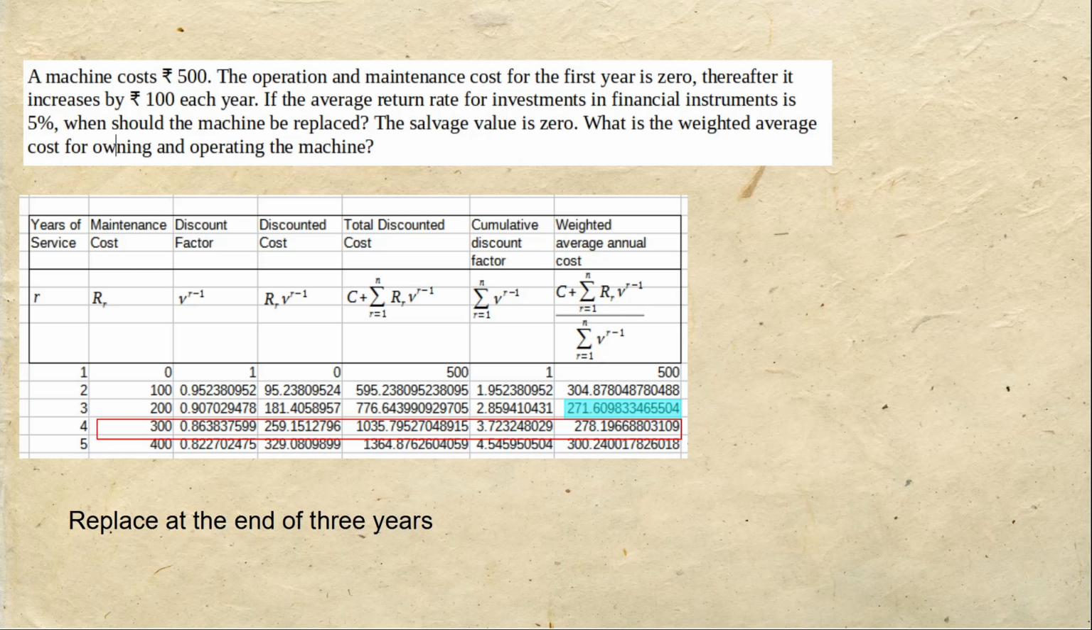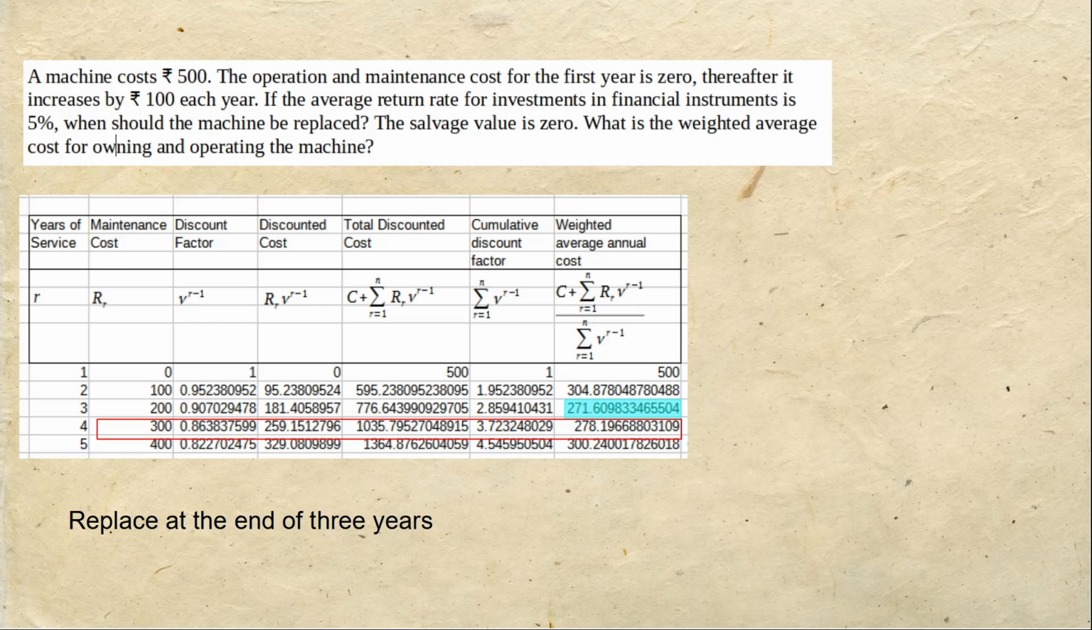Now, the discounted cost is going to be the value of the maintenance cost multiplied by the discount factor. So, there we have it in the fourth column. Now, in the fifth column, we calculate the total discounted cost, which is nothing but C plus the summation of R_r into nu raised to r minus 1. So, as you can see here, it's nothing but C added to the fourth column. It is nothing but 500 added to the fourth column.